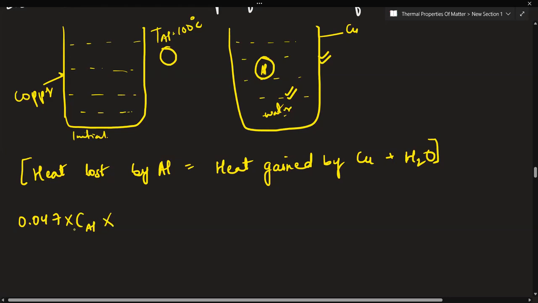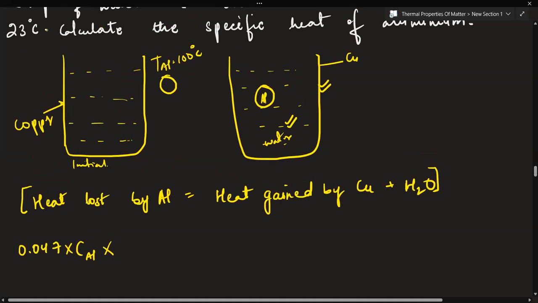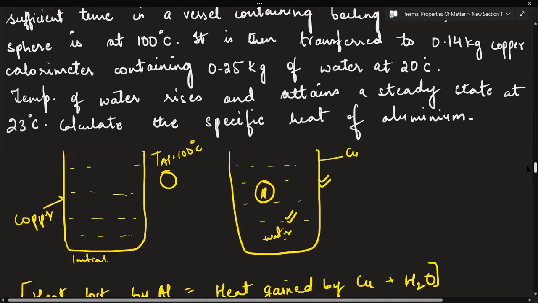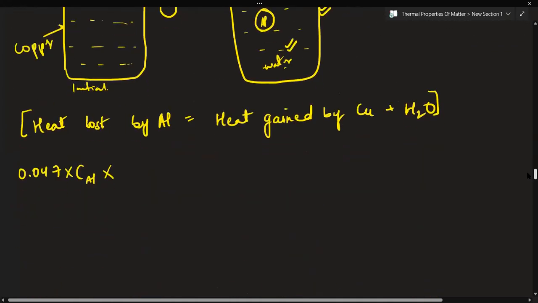Delta T is from 23 degrees Celsius. It was 100 degrees Celsius, and what is the steady state it is attaining? 23 degrees Celsius, that is already written in the question, to attain a steady state of 23 degrees Celsius. So this will be 23 minus 100. 23 is the final, 100 is the initial temperature. We use the mod because many times this change in heat is compensated, so we use a mod in order to avoid the negative sign. The rest of the things are the same.